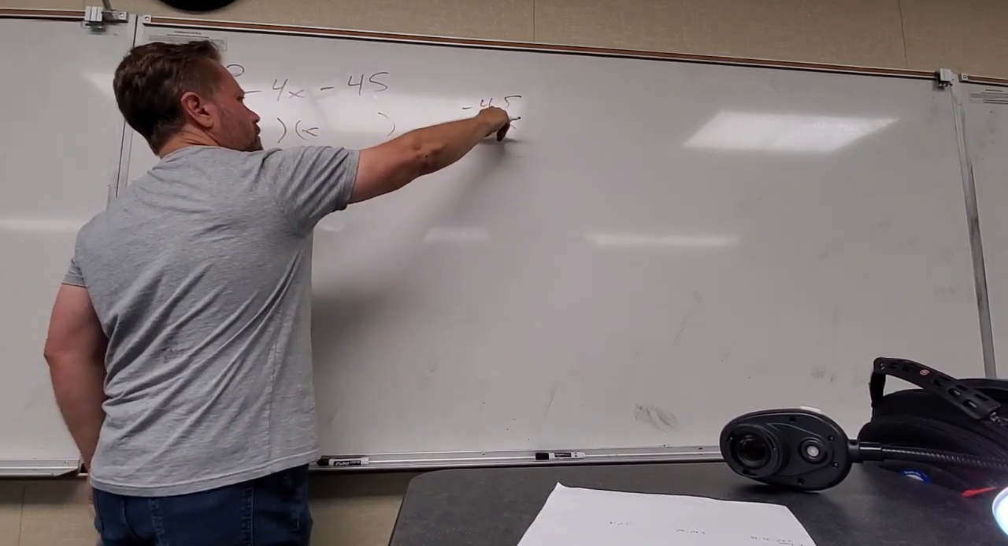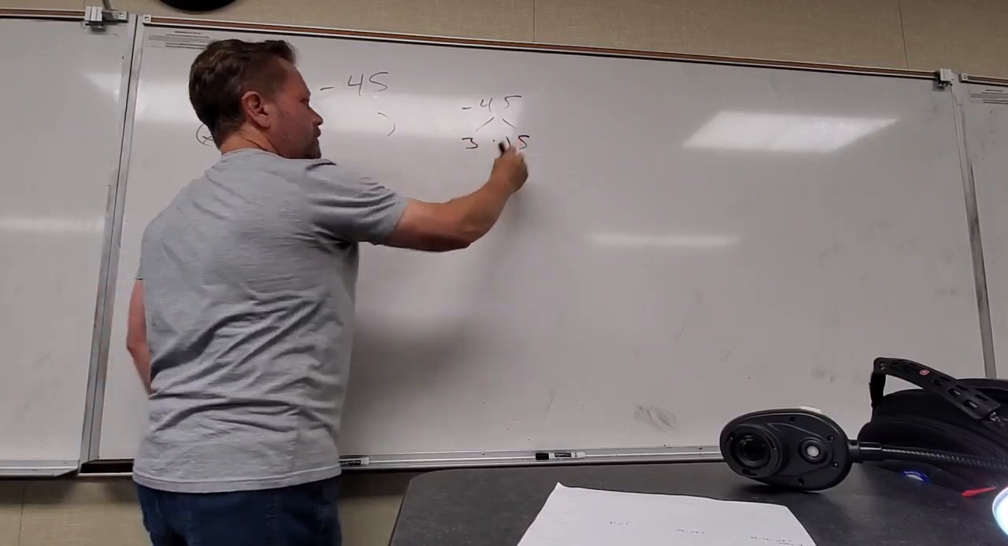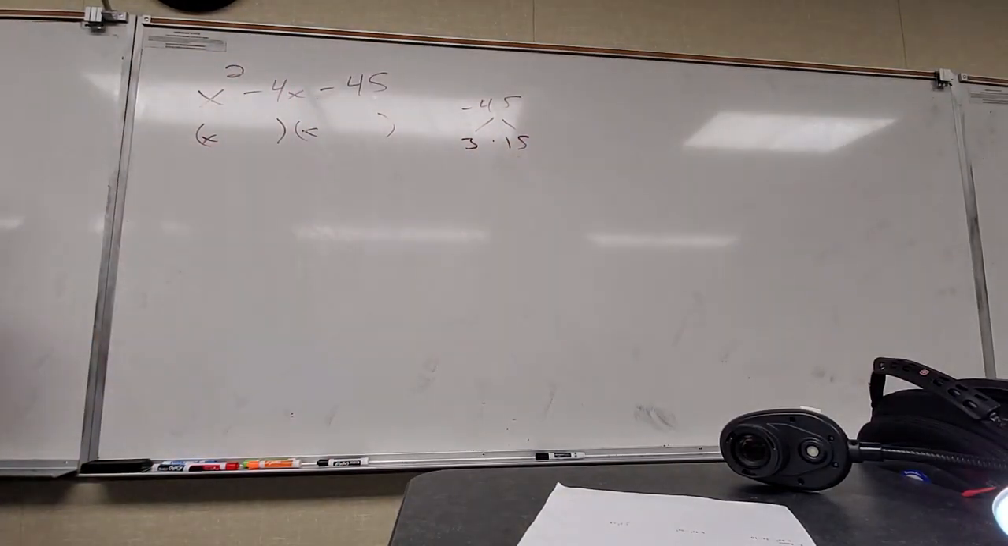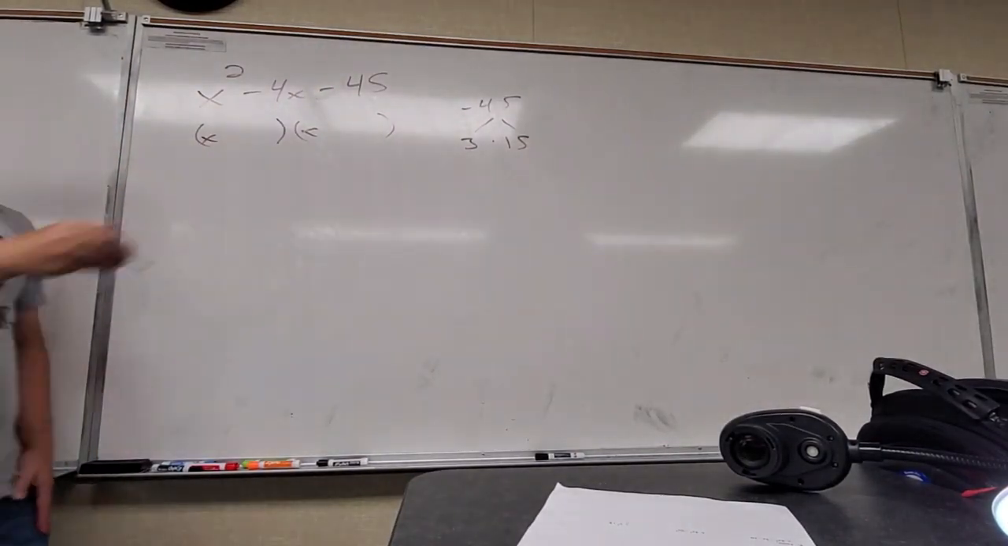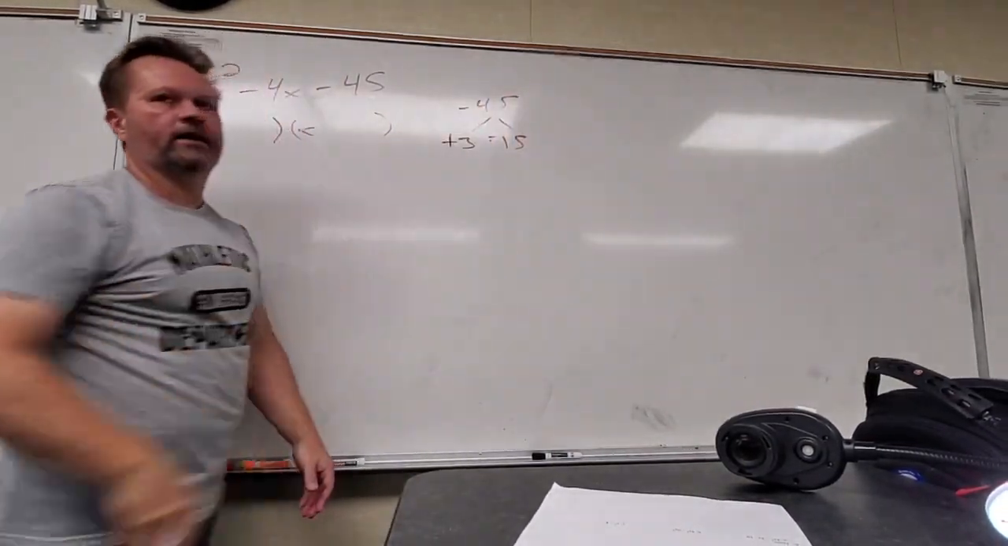So, for example, 3 times 15. Isn't 3 times 15, check me, is that 45? Yes, it is. But there's no way to combine 3 and 15 to get 4, yes? If I make the 3 negative, I get 12. If I make the 15 negative, I get negative 12.